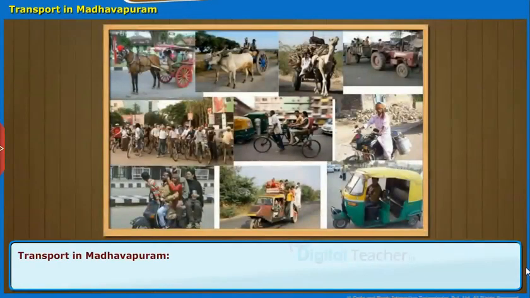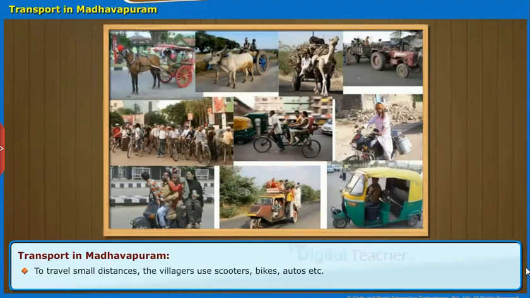Here, let us have a look into the transportation facilities of Madhavpuram. The people of Madhavpuram use various transport vehicles. To travel small distances, the villagers use scooters, bikes, autos, etc. For agricultural works, the farmers use bullock carts.